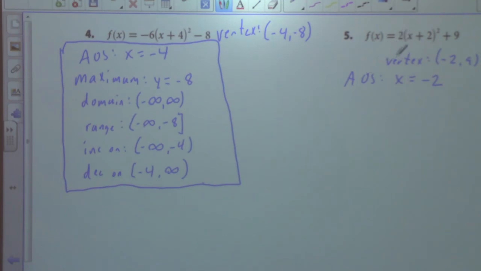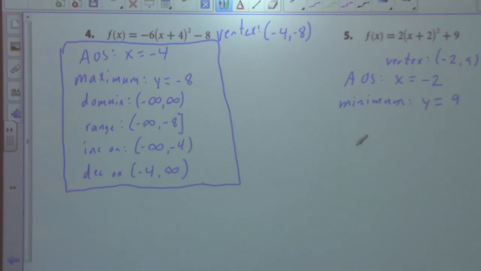Is a greater than 0 or less than 0? Greater than 0. So which way is our parabola opening? Up, right? And so if the parabola is opening upward, does that mean we have a maximum or a minimum? Minimum, right? So we have a minimum, and that's going to be y equals 9. He says questioningly. But is he right about that? He's right about that. Okay, good job, Marcus.